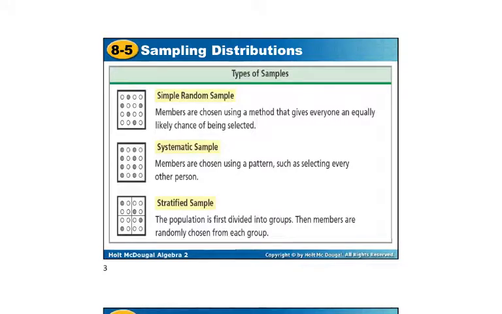Then we have a stratified sample, and that's an interesting one, but basically the population is first divided into groups depending on what they want. For instance, at school it might be your grade, and then we want representation from each grade, whatever it is. And then from those groups, members are randomly chosen. So that's your stratified sample.